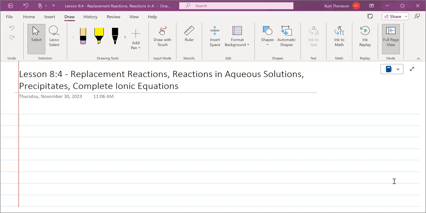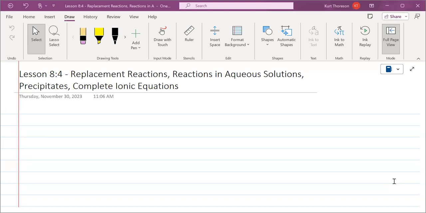Okay, this is Unit 8, Lesson 4. It is going to be a two-parter. I'm going to have to stop recording shortly after we start, and it will pick up tomorrow for the next video. So on YouTube, this will be a part 1 and a part 2. This is going to continue replacement reactions, reactions in aqueous solutions, precipitates, and complete ionic equations. And again, it will continue onto another video.